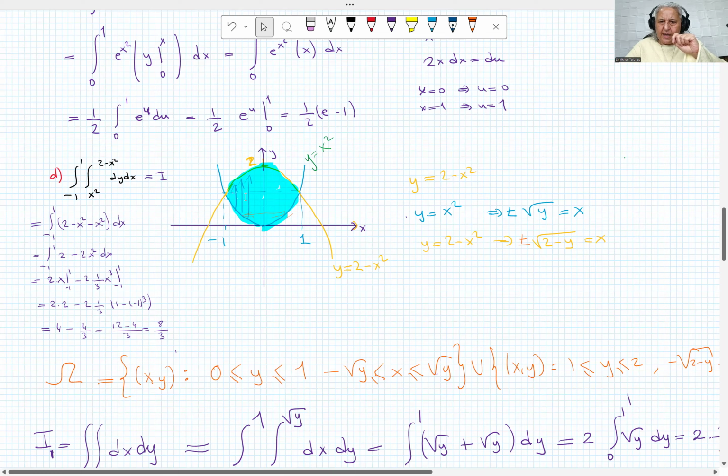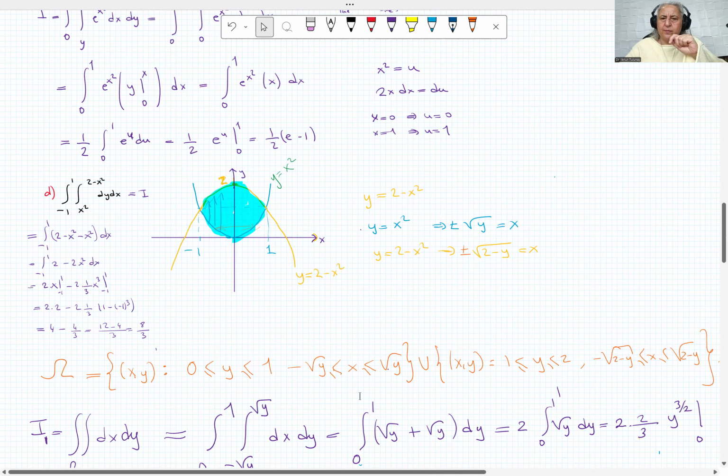And then when you look at the region for y equal to 1 to 2, the yellow curve, this part of the yellow curve, is a square root, right? Because here, y is equal to 2x minus x squared. Then we take this one over here and this one over here, and then the square root will give you x equal to minus plus square root of 2 minus y.